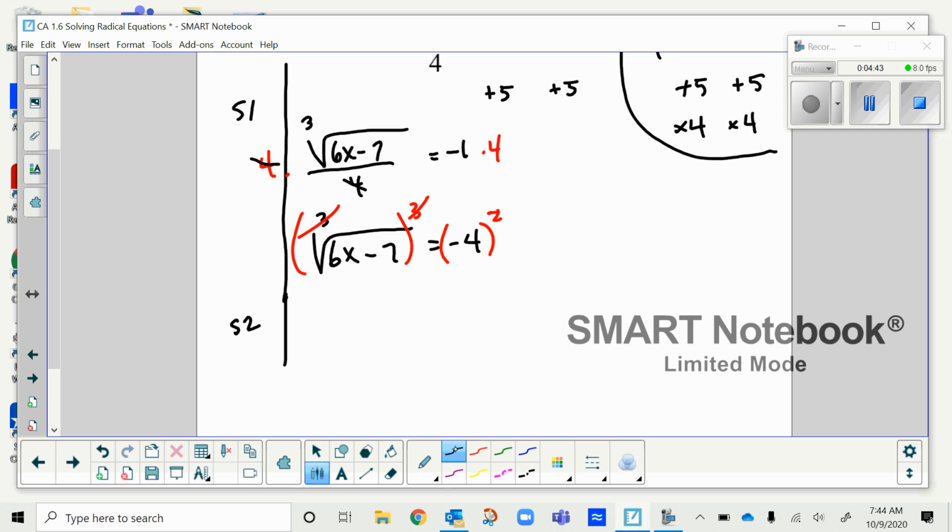So then what we have left on the left side is just what's inside the radical, the 6x minus 7. That's called the radicand. And I wrote cube or square right here. This is cube. And let's real quick touch base on what -4 to the third power means. It means -4 times itself. So the first two give me 16. And then when I multiply it by the third -4, I have -64.